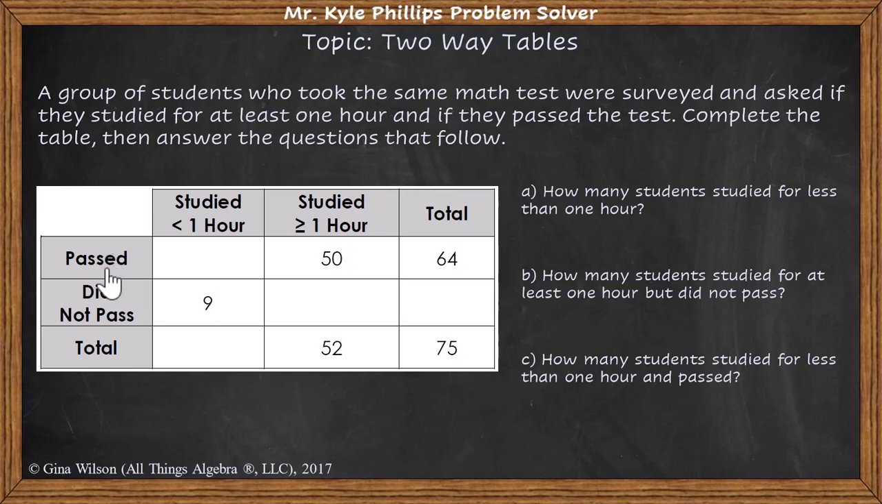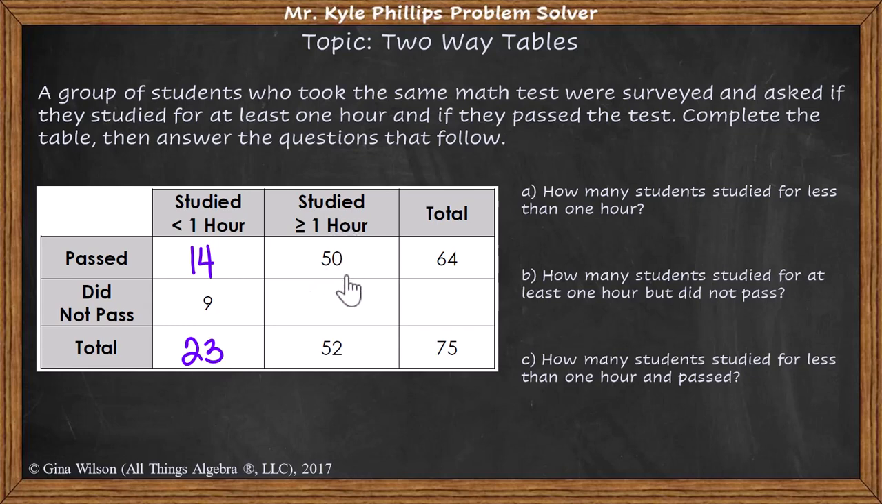So if we're looking here at how many students passed, we don't have this number, but we know that 50 studied for at least an hour or more, and there were a total of 64 students. So in order for this number plus 50 to give us 64, this should be 14. And now we can find the total number of students who studied for less than 1 hour, and that would be 14 plus 9, which is going to give us 23.